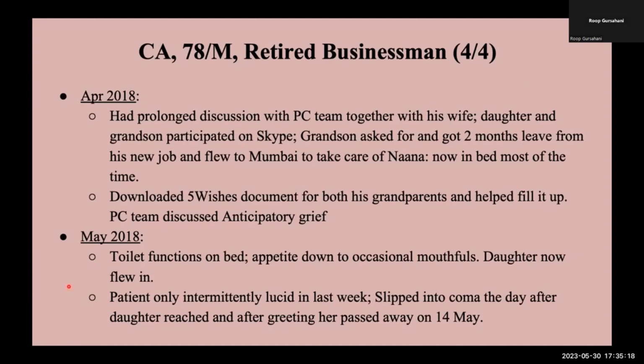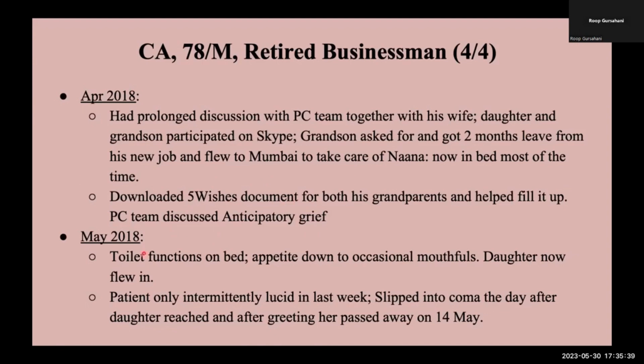He had prolonged discussion with the palliative care team together with his wife and his daughter and grandson participating. The grandson had just gotten a new job, but he got 2 months of leave so that he could fly to Mumbai to take care of his Nana, who was now in bed most of the time. And anticipatory grief was discussed, advanced care planning was done.